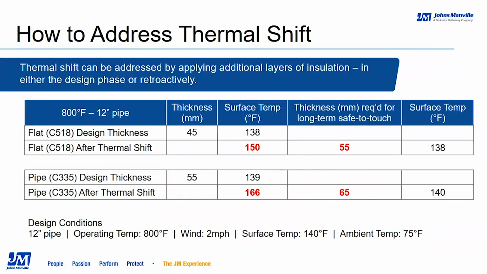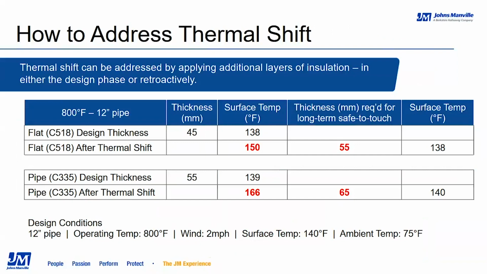We will use a 12-inch pipe with an 800 degree F process temperature, an ambient temperature of 75 degrees Fahrenheit, with a wind speed of 2 miles per hour. The goal is for a thermally efficient system, also meeting the OSHA safe-to-touch temperature requirement of 140 degrees Fahrenheit.